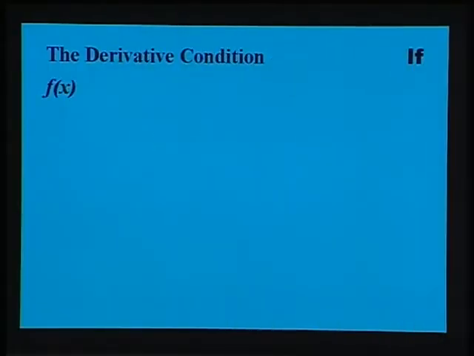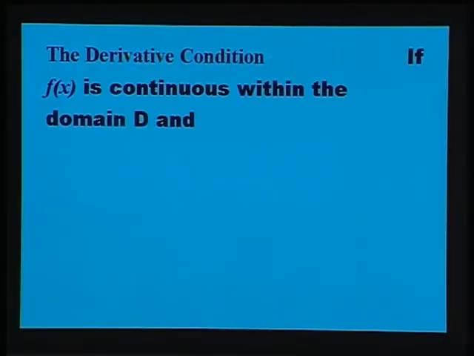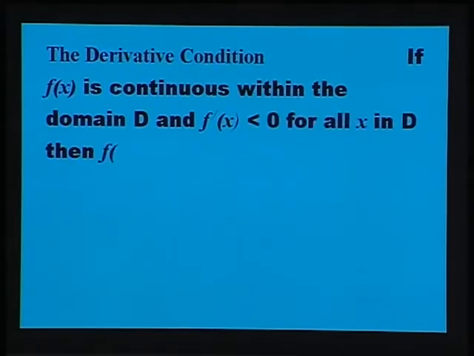There is a condition, the derivative condition, which can be used to verify or prove whether a function will be decreasing or not, or if it is decreasing, for which values of x in the domain it will be decreasing. So let's consider the derivative condition. If fx is continuous within the domain D and f dash x is less than 0 for all x in D, then fx is decreasing.